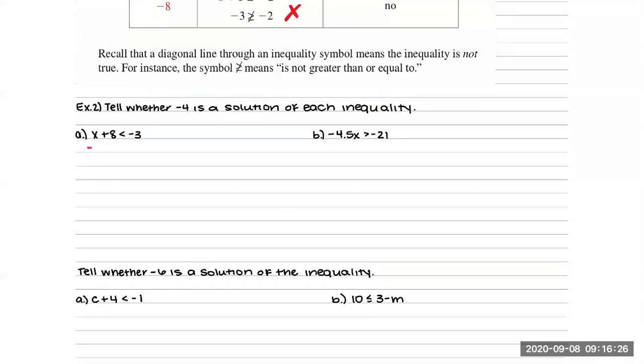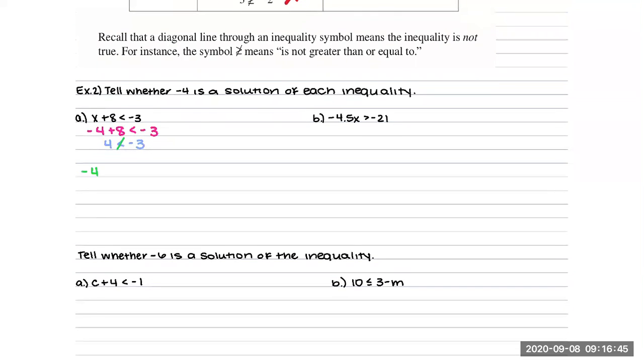So if we have -4 plus 8 is less than -3, -4 plus 8 is the same thing as 8 minus 4, so that's just 4 is less than -3. This is not a true statement, so -4 is not a solution.